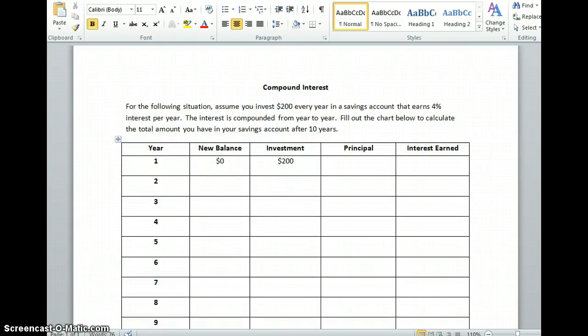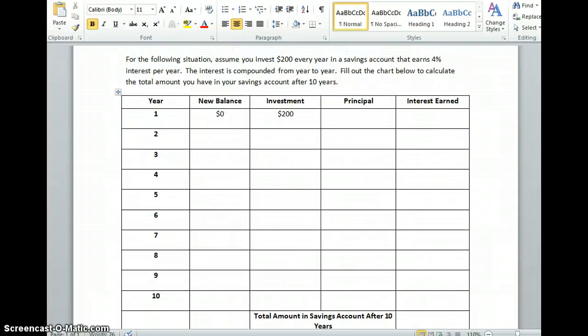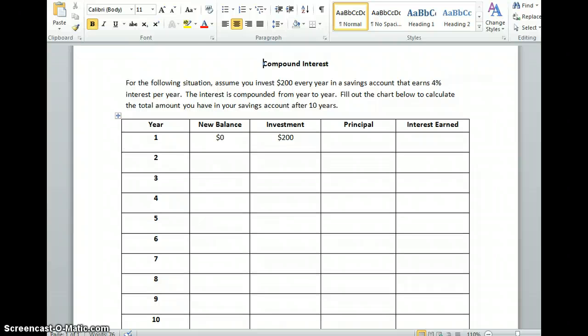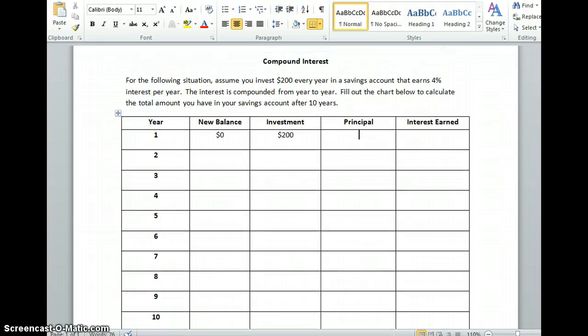This assignment has you going through the process of compound interest for 10 rotations of that snowball, the term being 10 years. So one line will go directly across. To answer the first question, dealing with our first year term, we had a zero balance to start with. We invested $200, so our current principal is $200. Now we know that we're going to earn 4% interest on this investment.